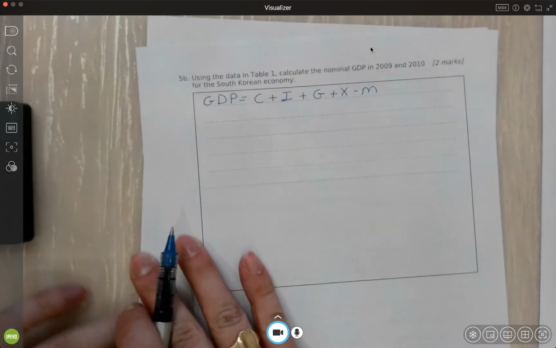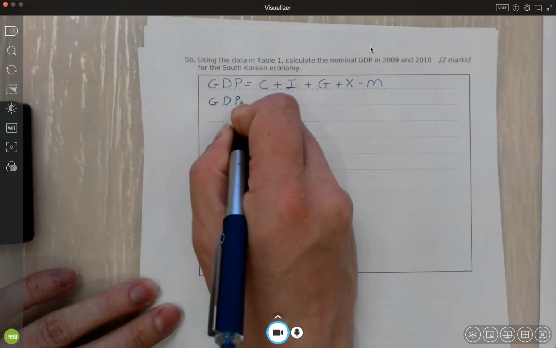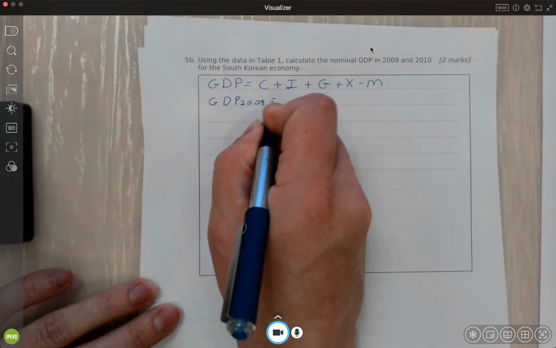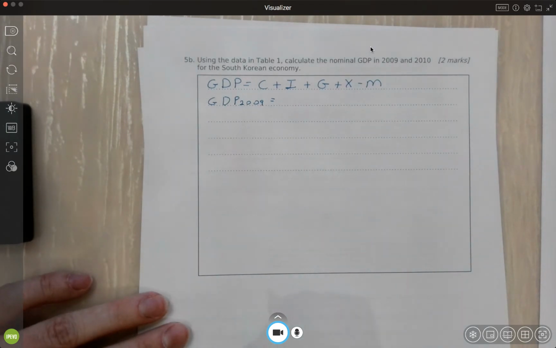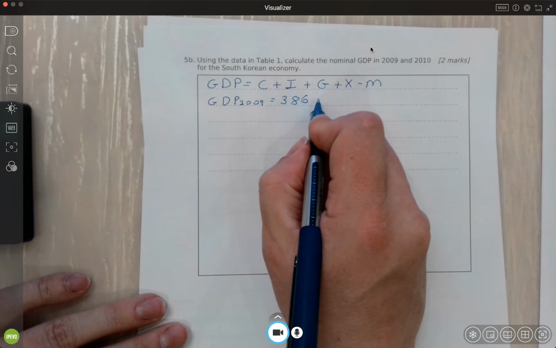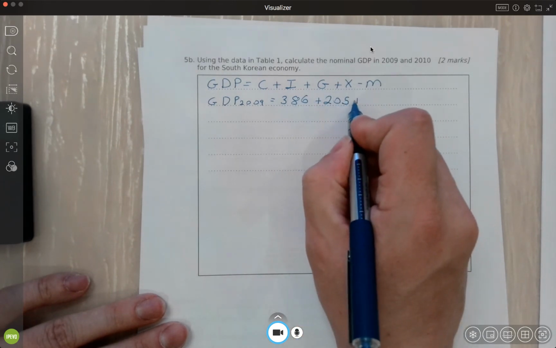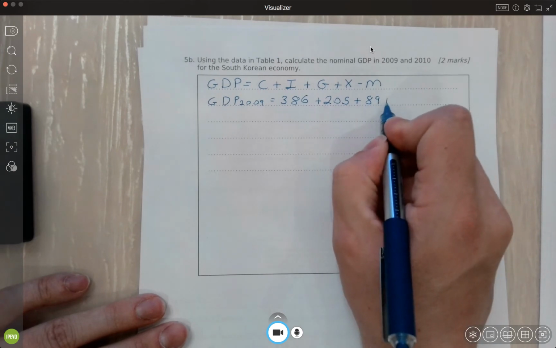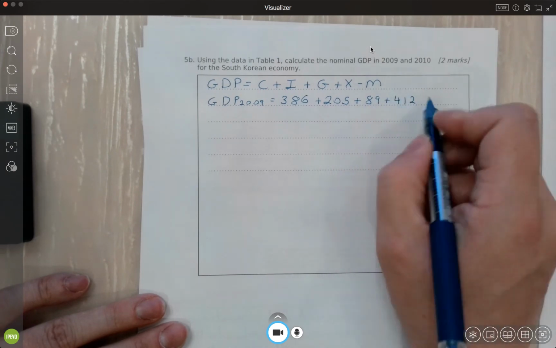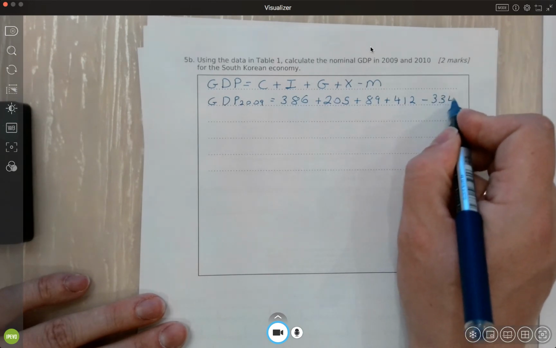Well, the first thing I'm going to write down here is GDP 2009 equals C plus I plus G plus X minus M. So C for 2009 was 386. I for 2009 was 205. G in 2009 was 89. X in 2009 was 412. And then we've got minus 334, which was the M.